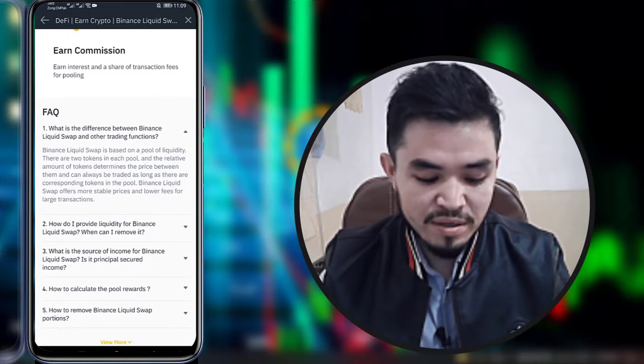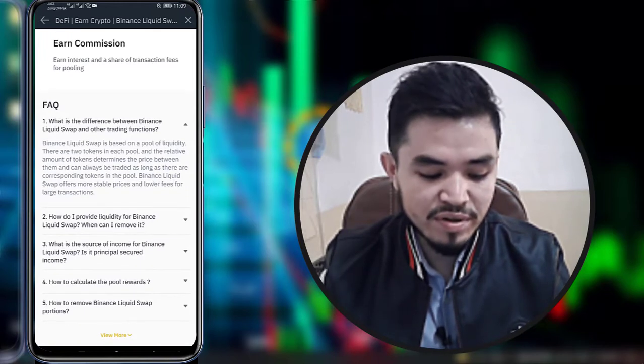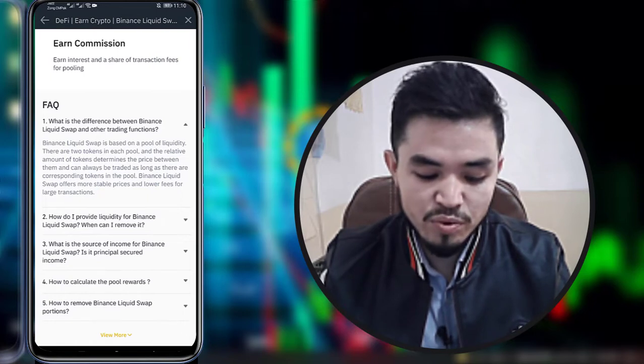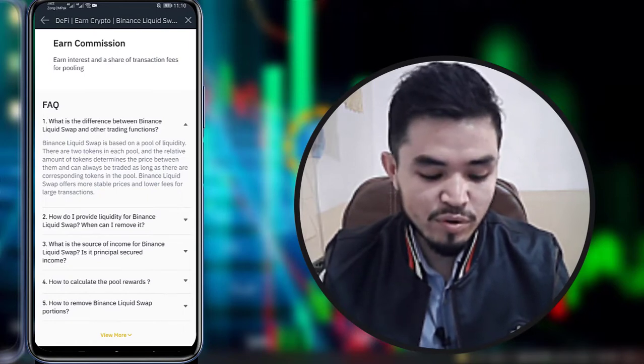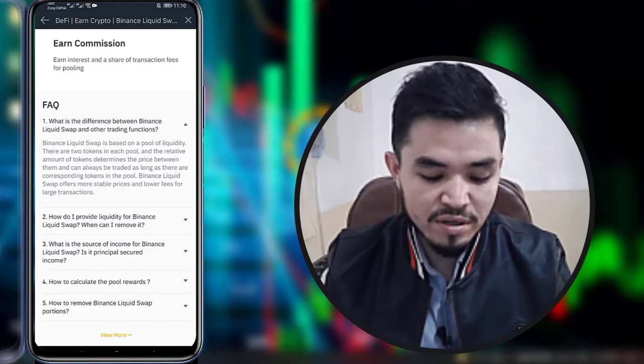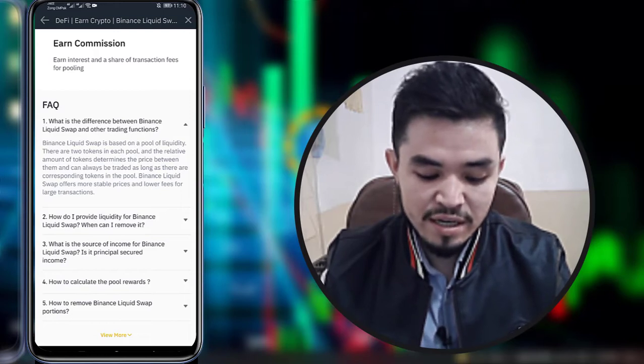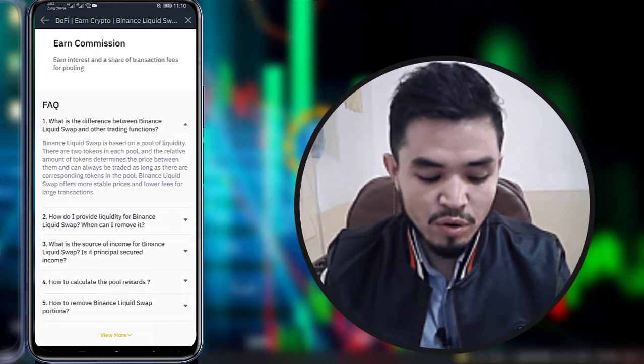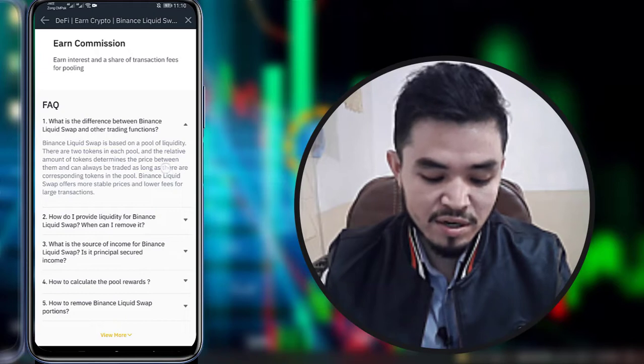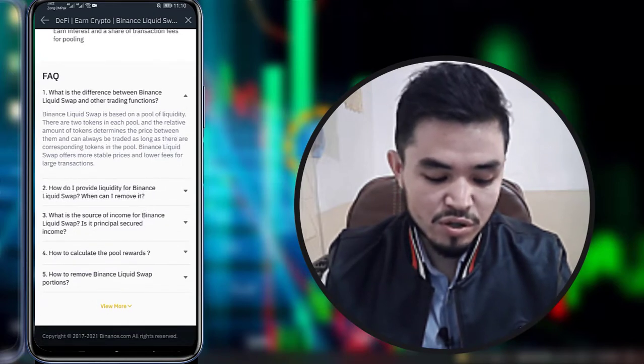Binance Liquid Swap is based on a pool of liquidity. There are two tokens in each pool, and the relative amount of the tokens determines the price between them, and they can always be traded as long as their corresponding tokens are in the pool. Binance Liquid Swap offers more stable prices and lower fees for large transactions.